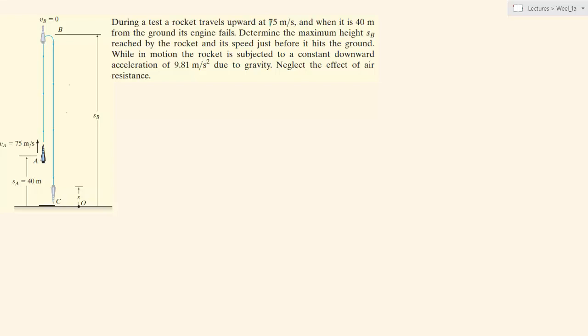It's chapter 12. During a test, a rocket travels upward at 75 meters per second, and when it is at 40 meters from the ground, its engine fails. Determine the maximum height, SB, reached by the rocket and its speed just before it hits the ground. While in motion, the rocket is subjected to a constant downward acceleration of 9.81 meters per square second due to gravity. Neglect the effect of air resistance. So we don't know SB and we don't know the final velocity before hitting the ground at C.